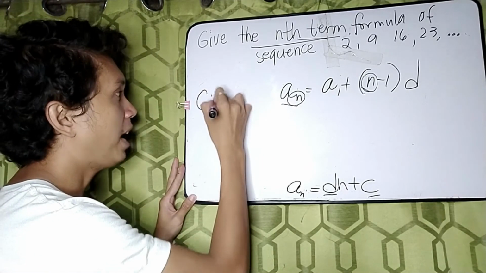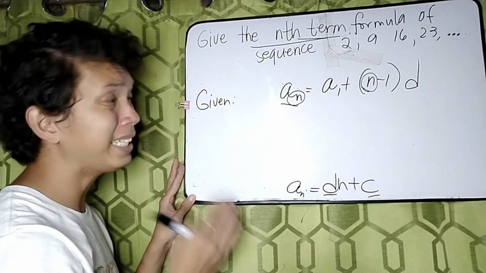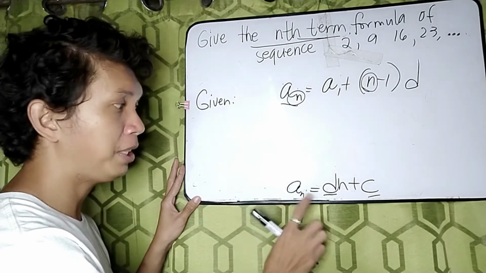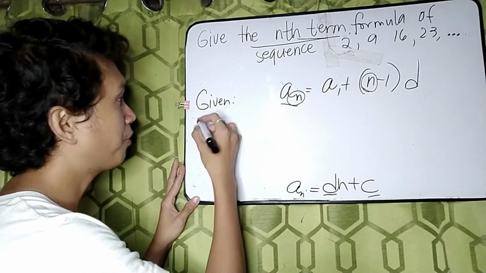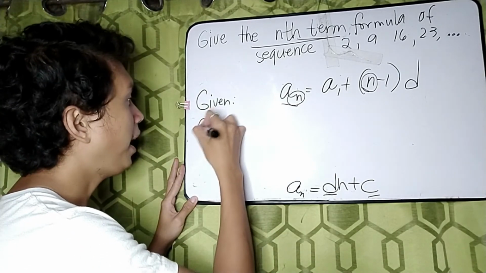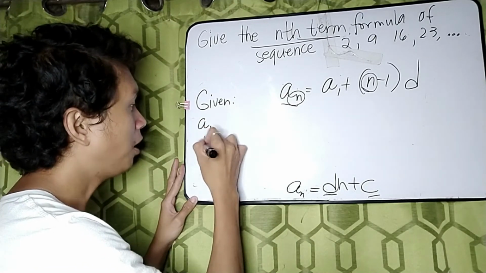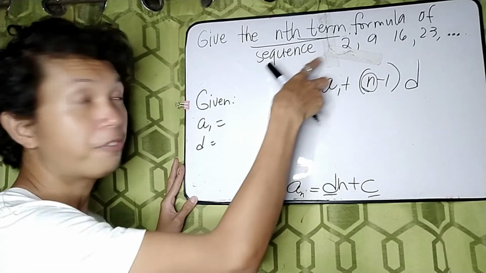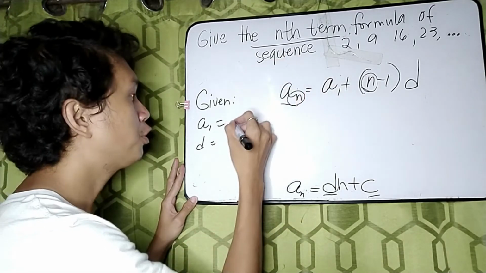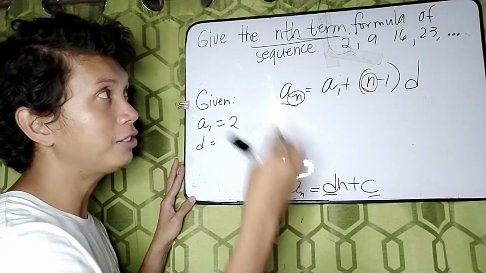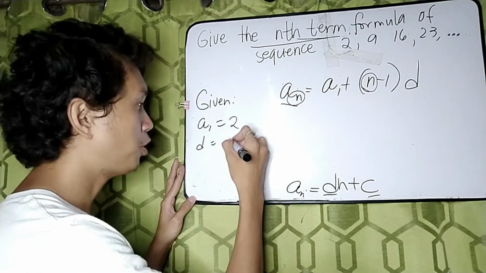So first we have the given. Again, as I have mentioned, we're not going to look for the value of n because it will be present in our final answer. So we are just going to look for a sub 1 and the common difference. Our a sub 1 from the given sequence is 2. Our common difference, the number that we add to get the next term, is 7.